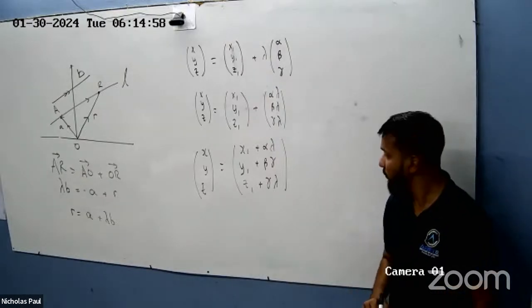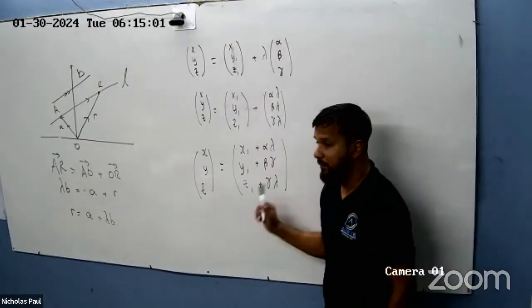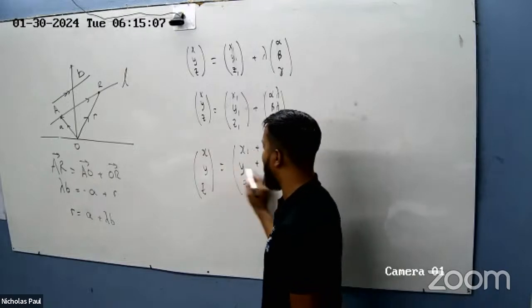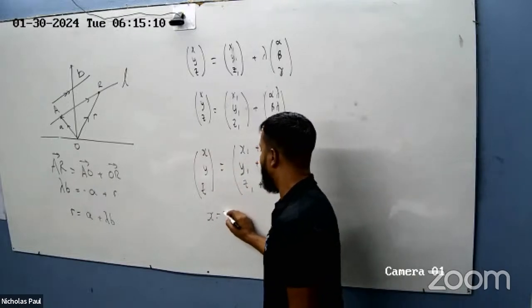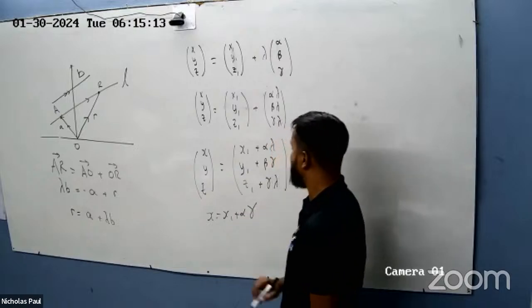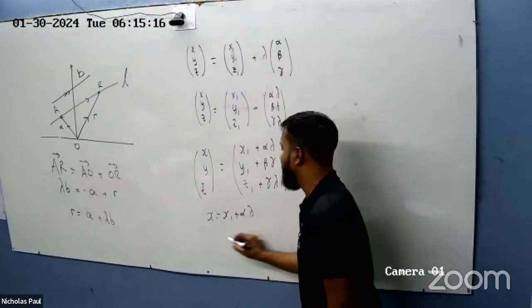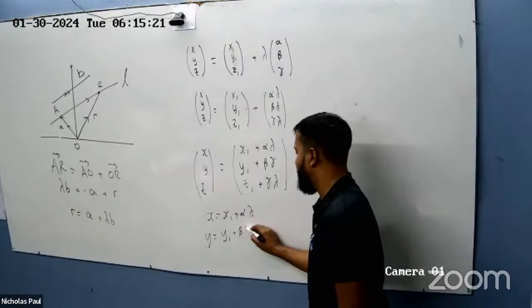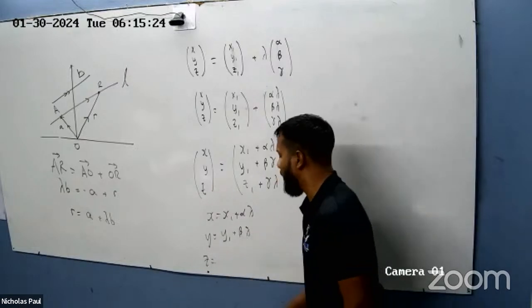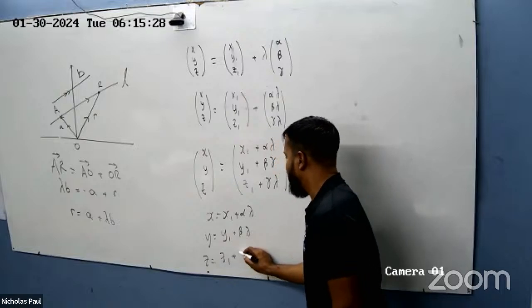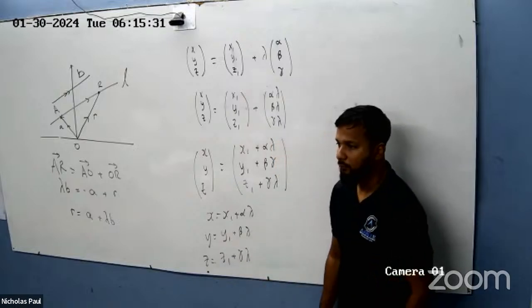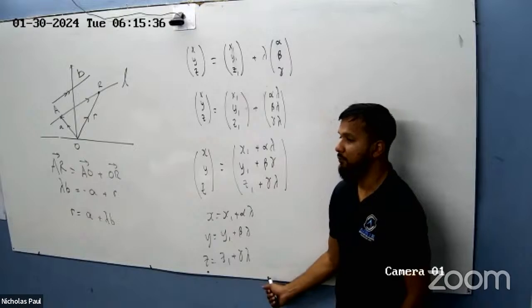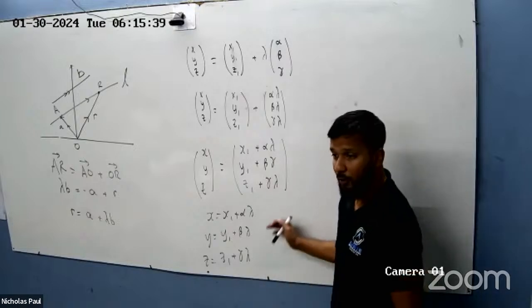That's okay? Are you okay with that? This is your parametric form, right? X in terms of this, y in terms of this, z in terms of this. So x is equal to x1 plus alpha lambda, y is equal to y1 plus beta lambda, z is equal to z1 plus gamma lambda. All right? Try to focus. Okay with this?